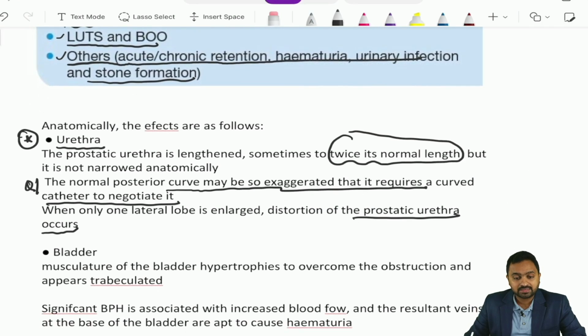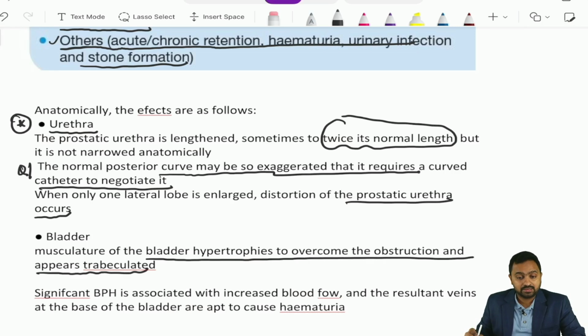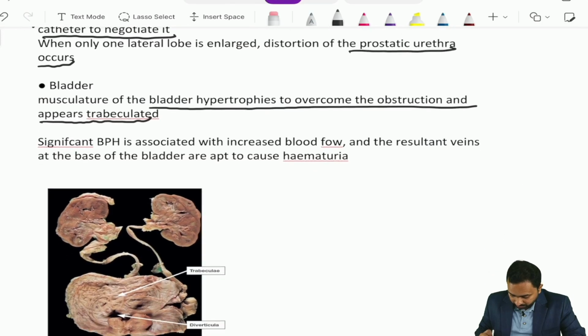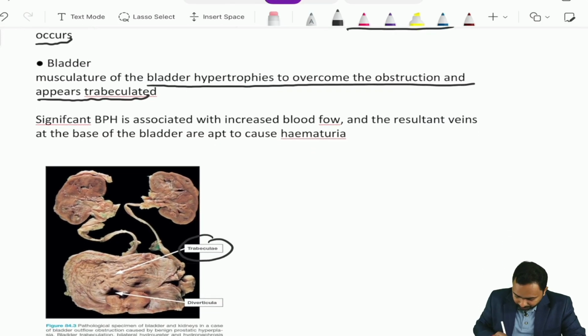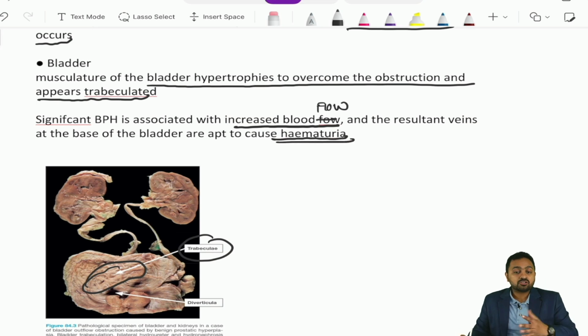Now, when you look at the bladder, the musculature of the bladder hypertrophies to overcome the obstruction and appears trabeculated, right. So, if you look over here, these are the trabecular formations in the bladder. Then significant BPH is associated with increased blood flow, and the resultant veins at the base of the bladder are apt to cause hematuria. So, because of this increased blood flow, they may be prone to rupture and cause hematuria.